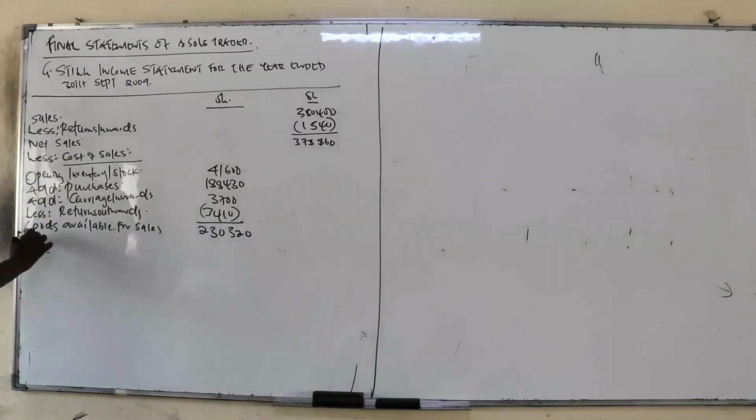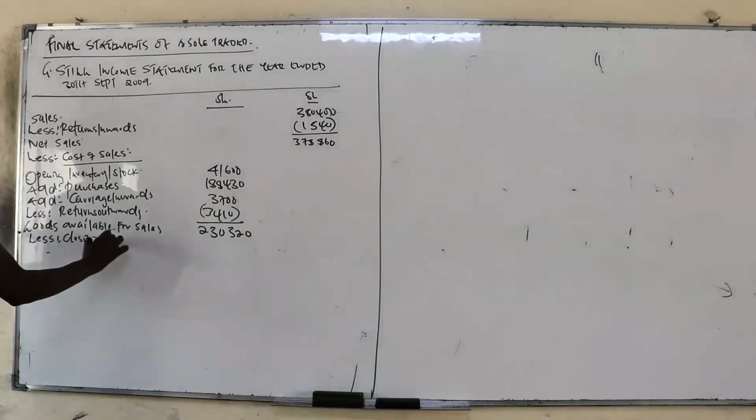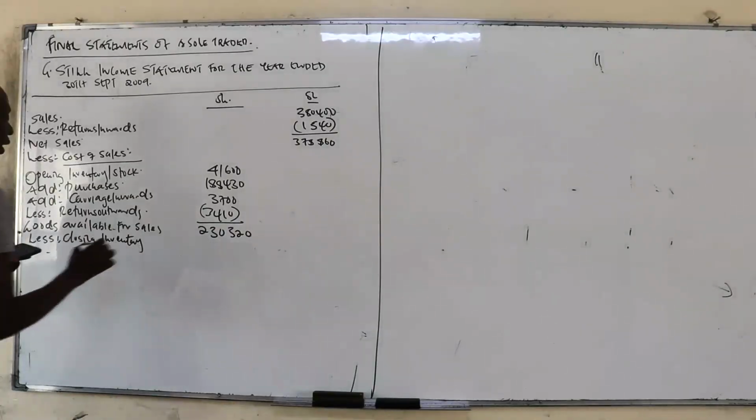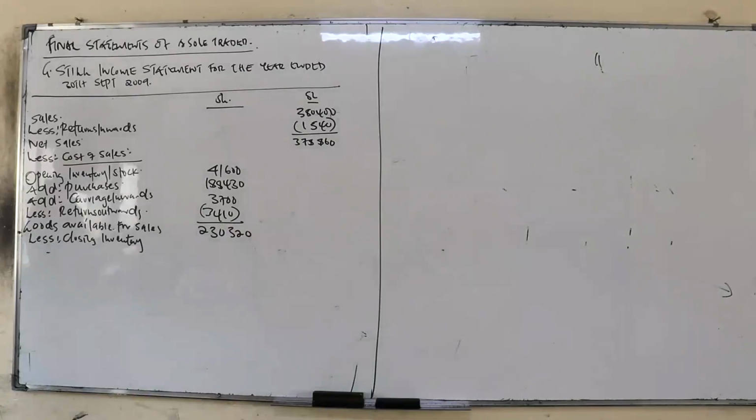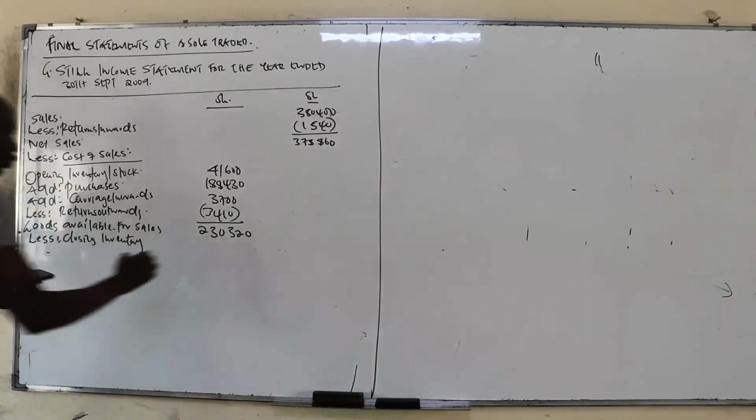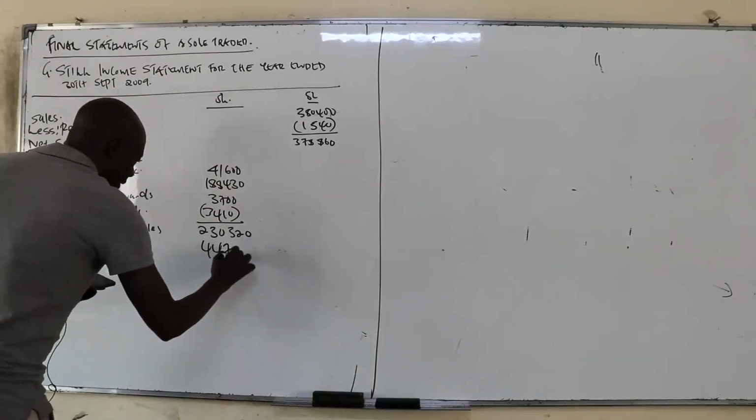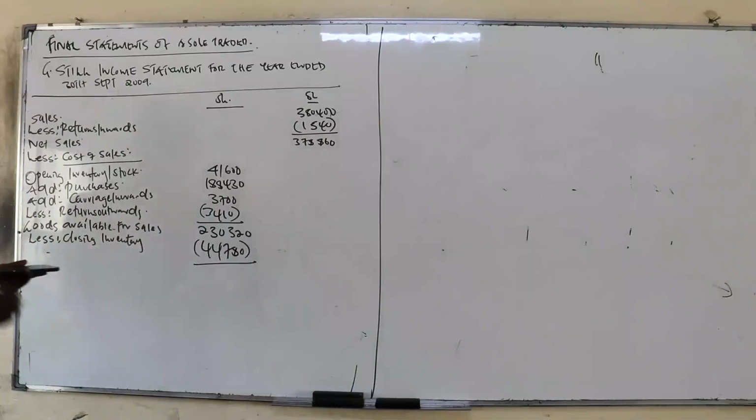Then you less closing inventory. So how do you get the closing inventory? It is the last item after the trial balance. It is 44,780. So you less here 44,780. So what do you get?